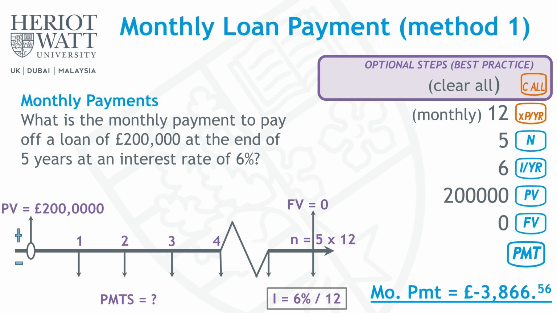Monthly, you can either set the calculator to 12 payments per year. You do your clear all, then go 12, orange shift, the PYR button. Now it's set to 12 payments per year. With that method, you still put in the annual interest rate and the number of years, not the number of payments, and solve.